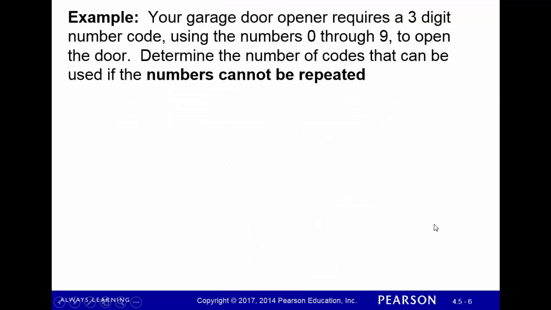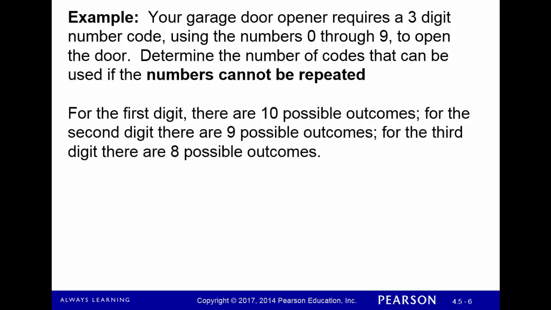Let's try some problems. Your garage door opener requires a 3-digit number code using the numbers 0 through 9 to open the door. Determine the number of codes that are possible if you cannot repeat the numbers. So for the first number in the code, we have 10 possibilities. We can't repeat, so for the next one we have 9, and for the third one we have 8. So the total number of codes possible are 720.